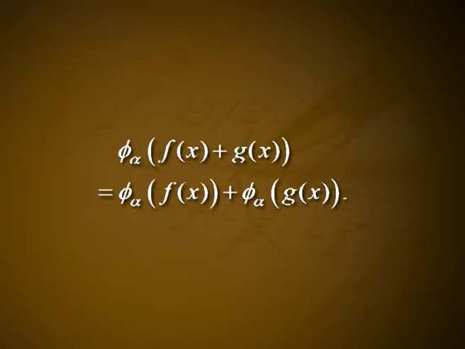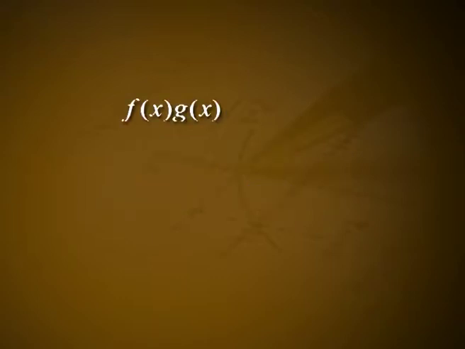Since by the definition of polynomial addition we have ci = ai + bi, we see that φα(f(x) + g(x)) = φα(f(x)) + φα(g(x)).